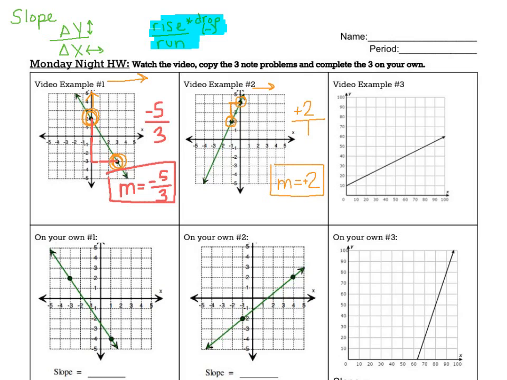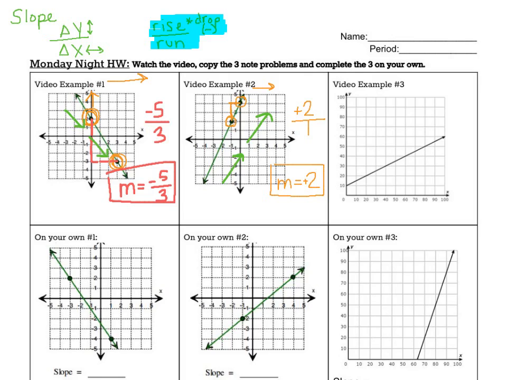Remember that when our slope is positive, our line is going to be going up. And in our first example, our slope was negative and our line travels down. Okay, so something to just keep in mind. And we have one more example.